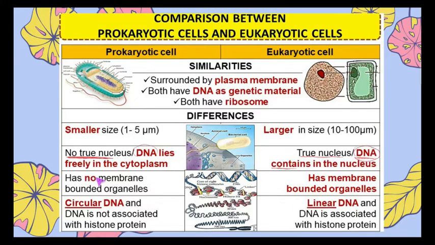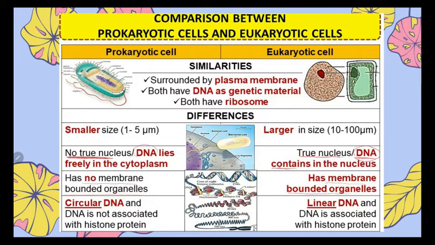Prokaryotic cell has no membrane bounded organelle like I said just now. Okay, no membrane bounded organelle means dia tiada organelle yang bermembran. That's why prokaryotic cell only have ribosome, because ribosome does not have membrane. Okay, while eukaryotic cell has membrane bounded organelle.